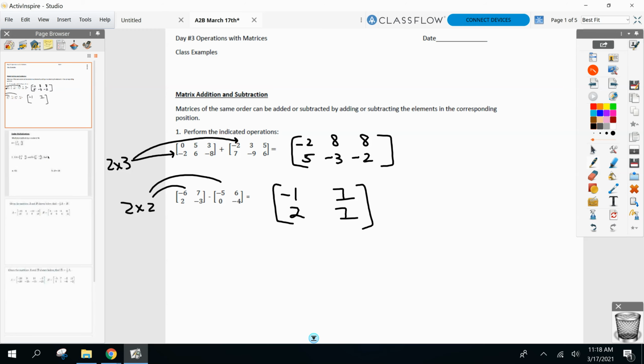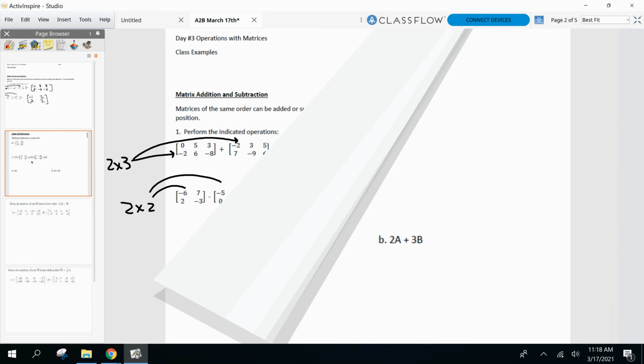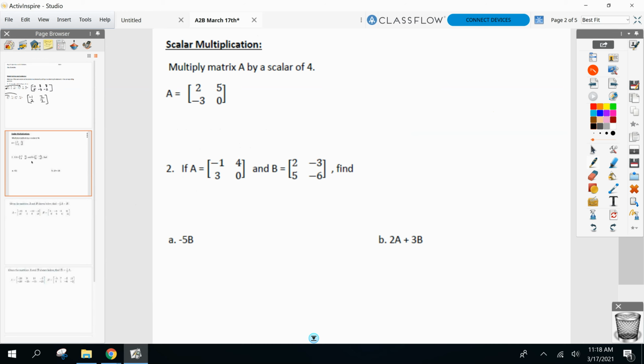How about multiplying? Can I multiply a matrix by a number? We're not ready for a matrix times a matrix yet. That's way down the road, but we are ready for a matrix times a number. In this first one, I got matrix A, multiply it by 4. That's all you're going to do. You multiply every entry by 4.